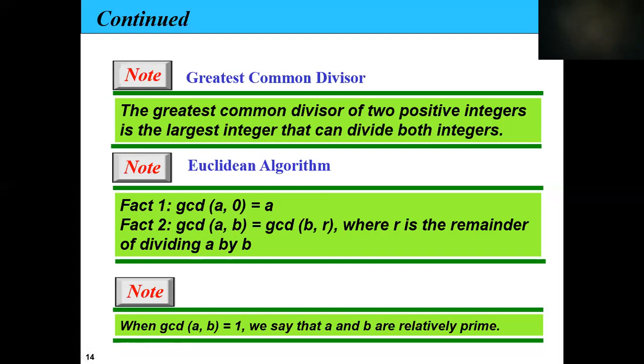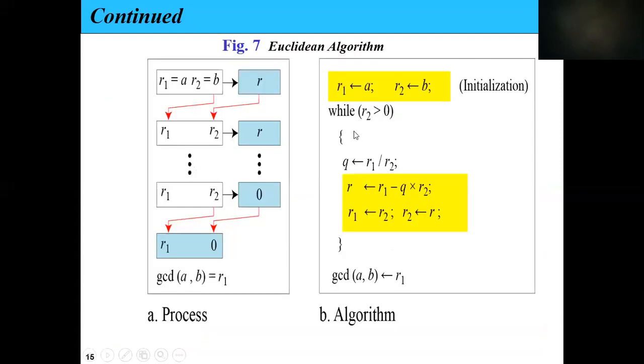Fact number three: when the GCD of A and B is 1, we can say A and B are relatively prime. Now the Euclidean algorithm. If you have two elements A and B, and you have to find the remainder or GCD of A and B.